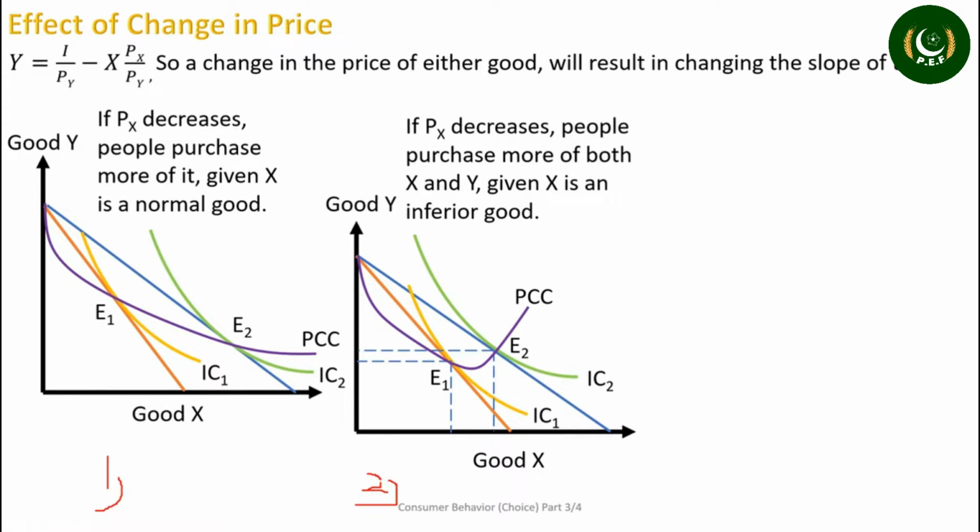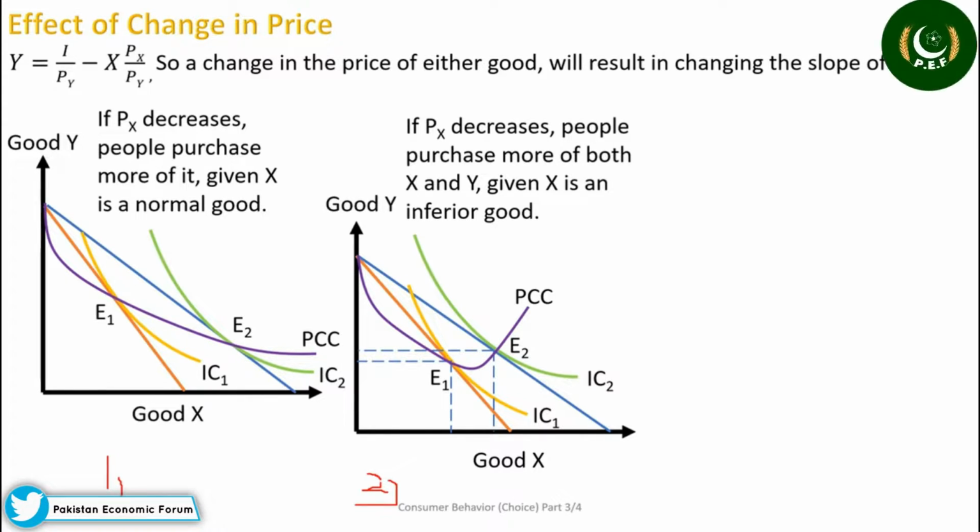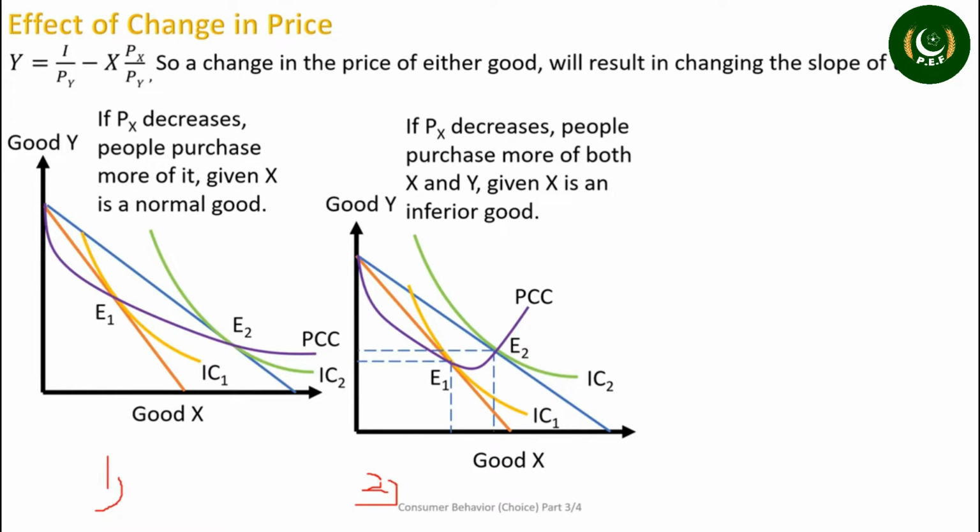This is the case of inferior commodity. Here we are assuming that commodity X is inferior commodity. So for inferior commodities, if there is a decrease in the price, their quantity demanded also increases, but not as much as in case of normal goods.